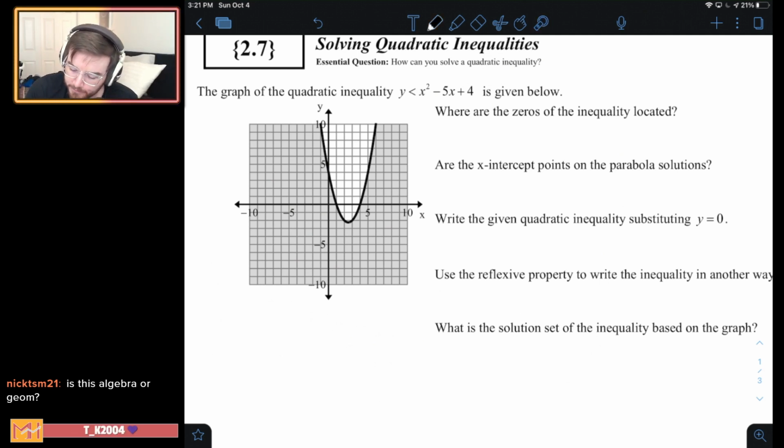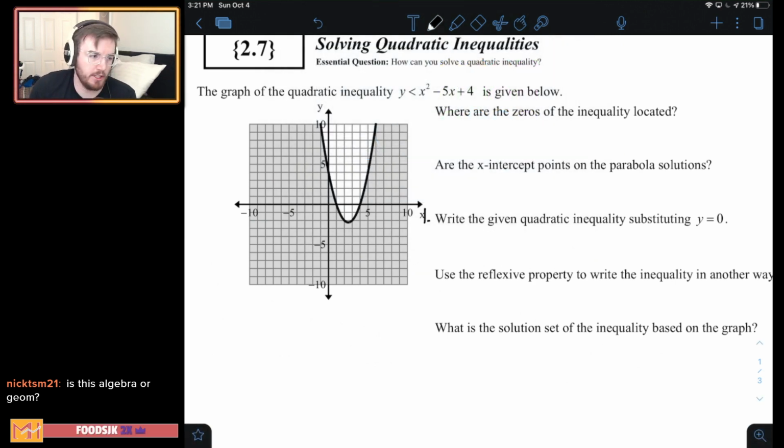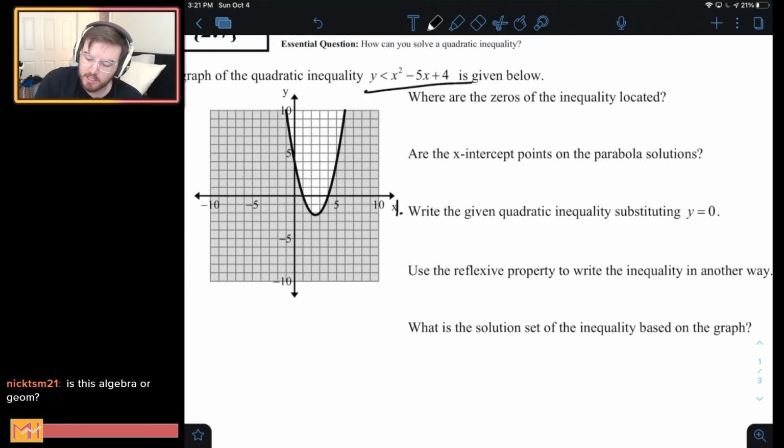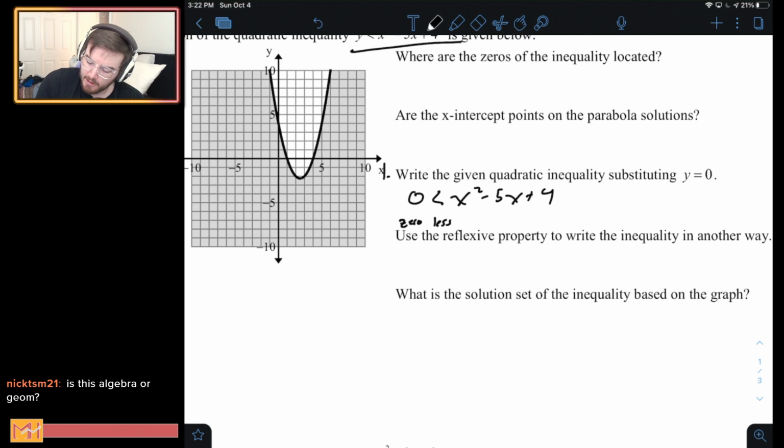Well, what if we had an equation? So I'm going to do this one first. What if we had an equation that we needed to solve? Because this just says graph. But what if we wanted to solve this equation for x? So instead of an equal sign, it's a less than sign. And what if we wanted to solve this? Well, this says 0 is less than this, less than the graph.